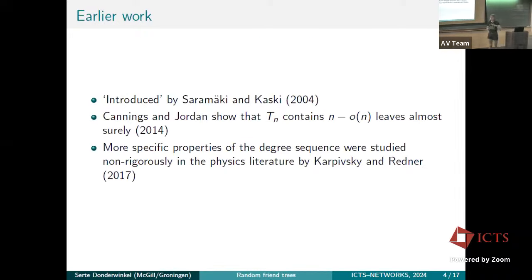Okay, so the history of this model is very short. It was introduced, in quotation marks, because they introduced the dynamics, but they said that it was a way to sample preferential attachment trees, which is false. Officially, this is where it appeared first. Then there was a paper 10 years later by Cannings and Jordan, and they show that all but a negligible proportion of the vertices in the tree are leaves. And then there was a paper in the physics literature 3 years later where they looked at the degree sequence in more detail. I will discuss some of their conjectures towards the end of the talk.